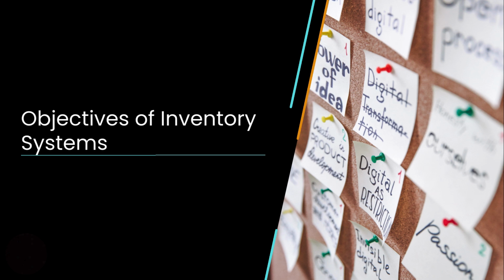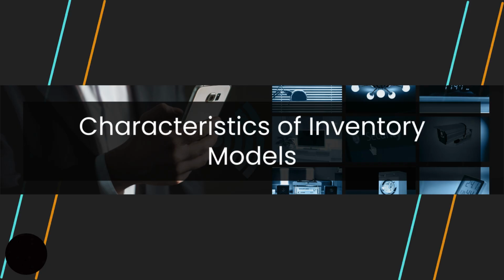Well, and now talking about characteristics of inventory models. Deterministic models. The assumption is demand and lead time are known and constant. Characteristic: simple calculation, ideal for environments with predictable demand. Example: economic order quantity, EOQ, calculates the optimal ordering quantity to minimize total inventory costs. Reorder point, ROP, sets a trigger point for replenishment based on lead time and demand.